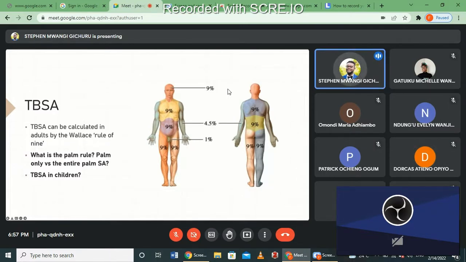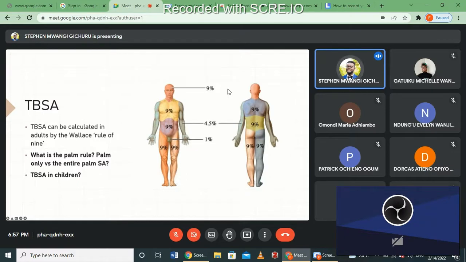It's usually around 0.5% for the palm part, and then the palmar surface, the whole of it, is usually around 1%. But if you use the Lund and Browder, let's say 1.25. But the palm rule basically says that the palmar surface of the hand, not the palm itself, accounts for around 1% of the total body surface area.